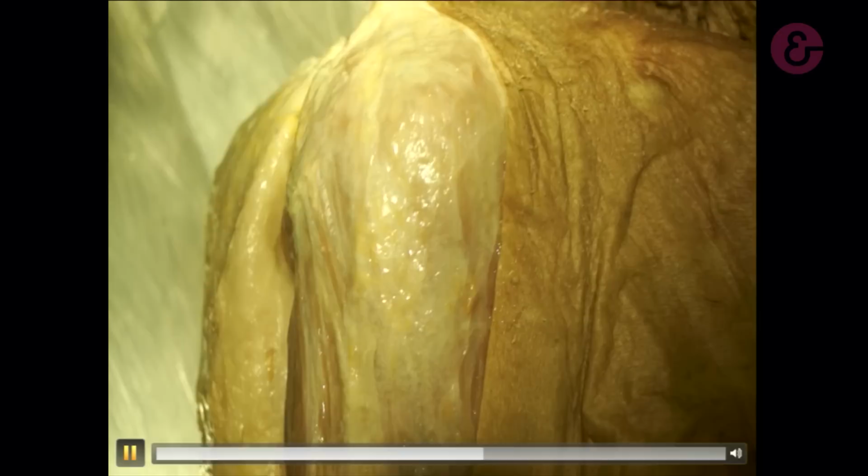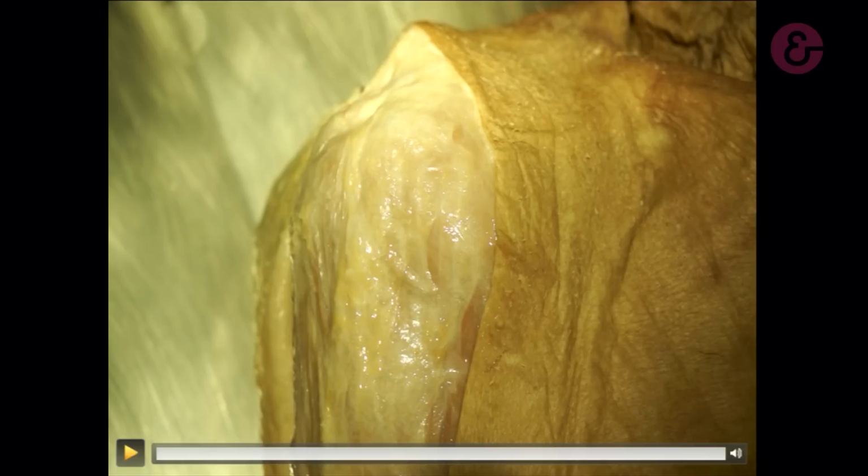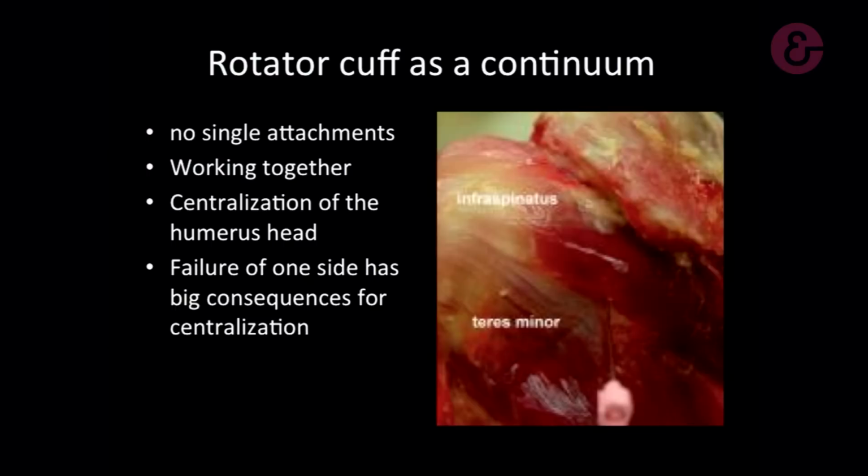There's not enough liquid or fluid, and this is the fascia creating this liquid and fluid. It's the extracellular matrix which is making this possible. Okay, so again, the rotator cuff as a continuum. And I'm almost done.